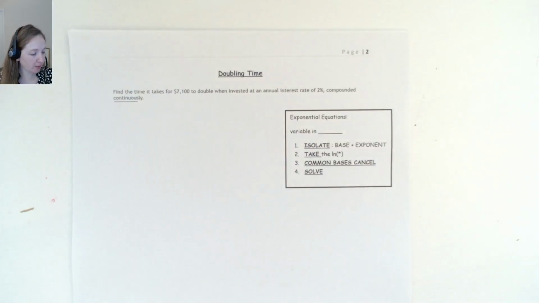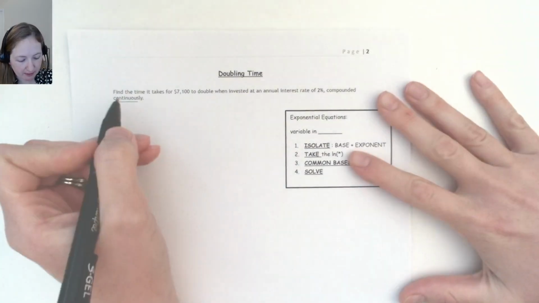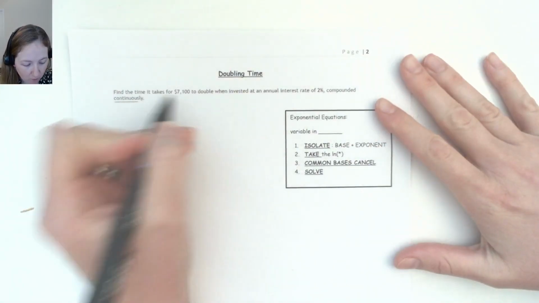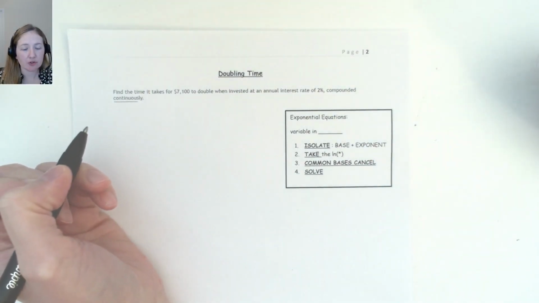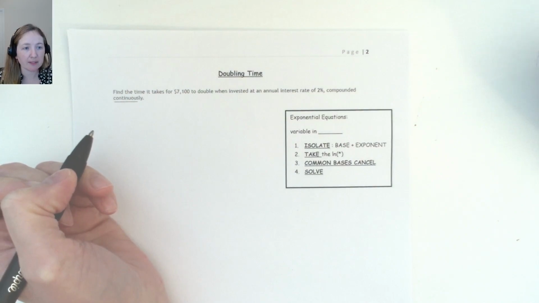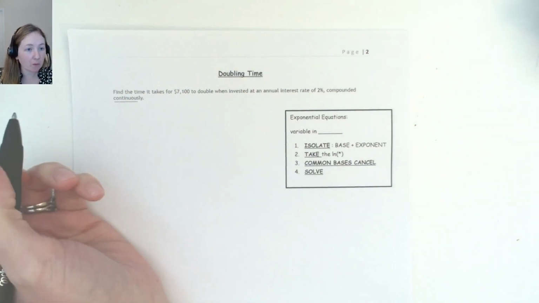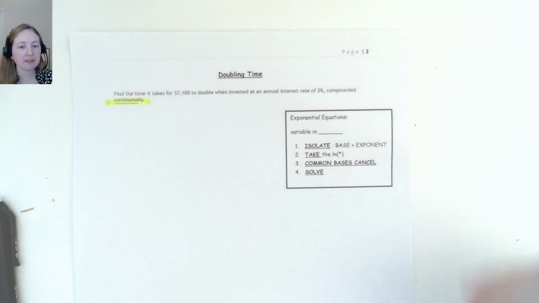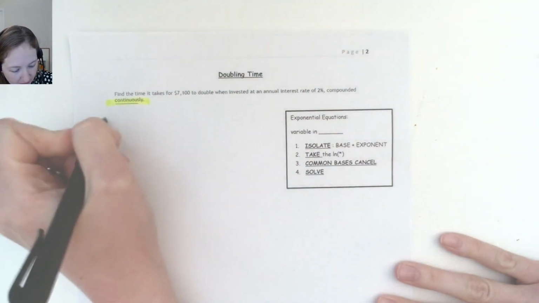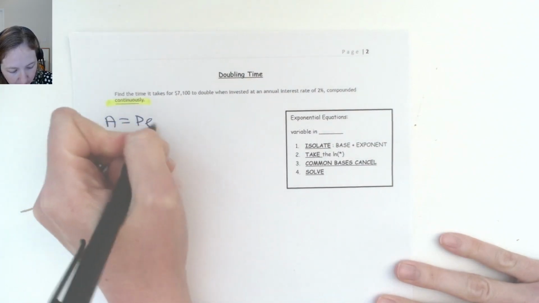Right, so to address doubling time, the first thing it says is that it takes $7,100 to double when it's invested at an interest rate of 2% compounded continuously. The reason we're going to start with the PERT model is because we see this word continuously. So remember, when you see the word continuously, you think about the PERT model.